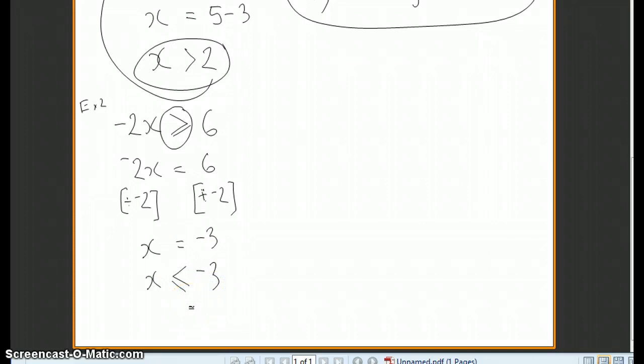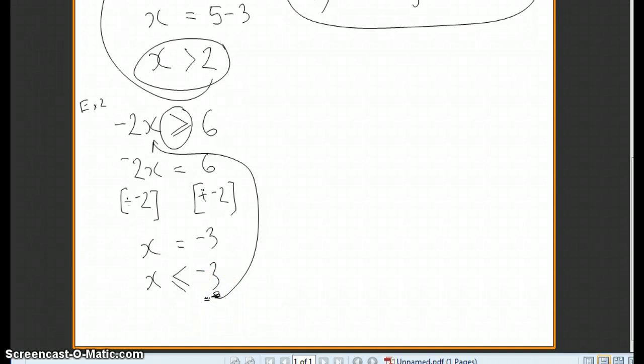Less than or equal to sign. So just check my answer. If I put negative 3 in for x, because remember it's allowed to be negative 3 this time, minus 2 times minus 3 is, sorry, positive 6, isn't it? And that would be equal to or greater than positive 6. So that minus 3 will work.